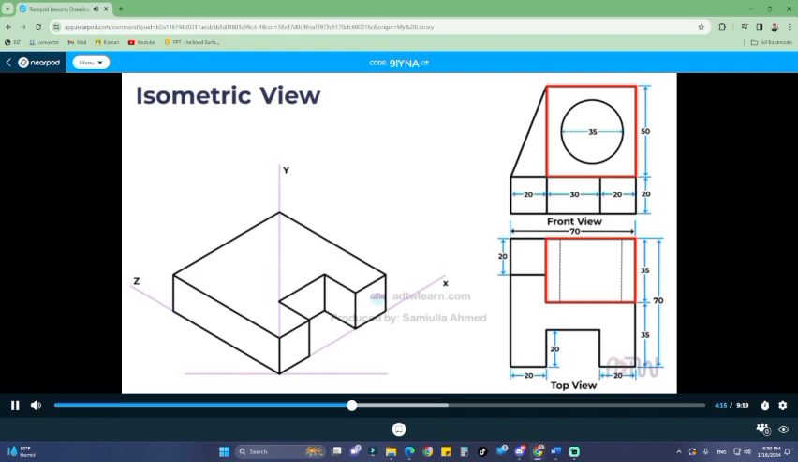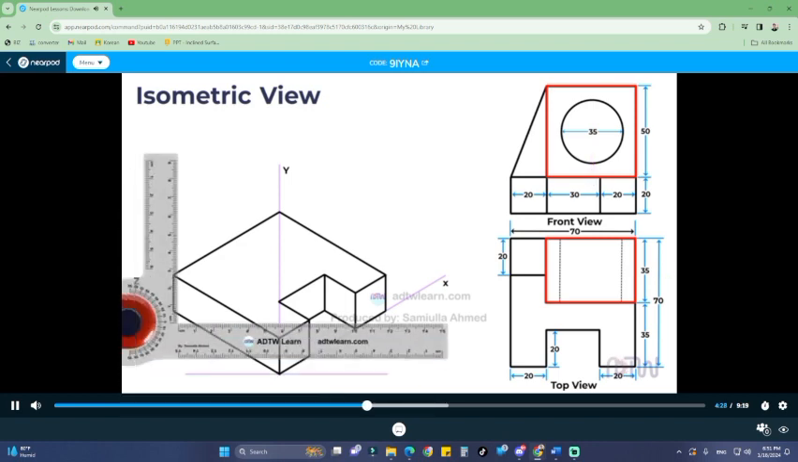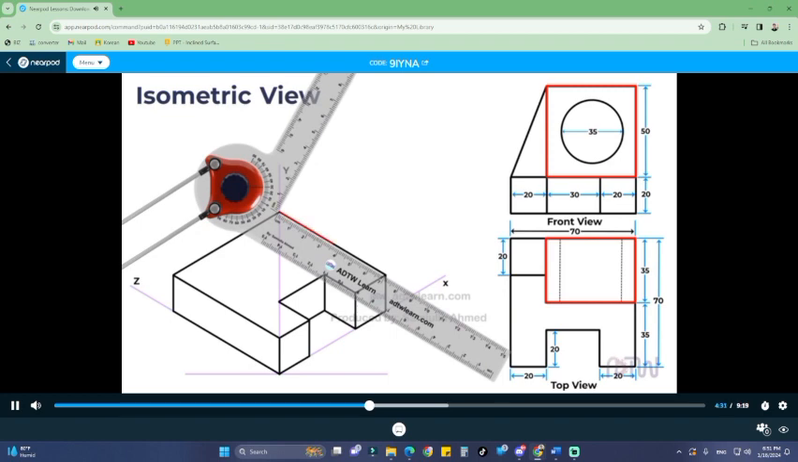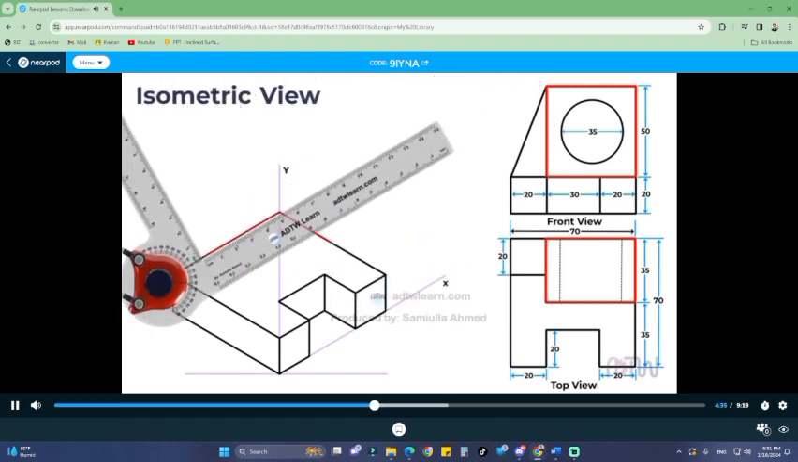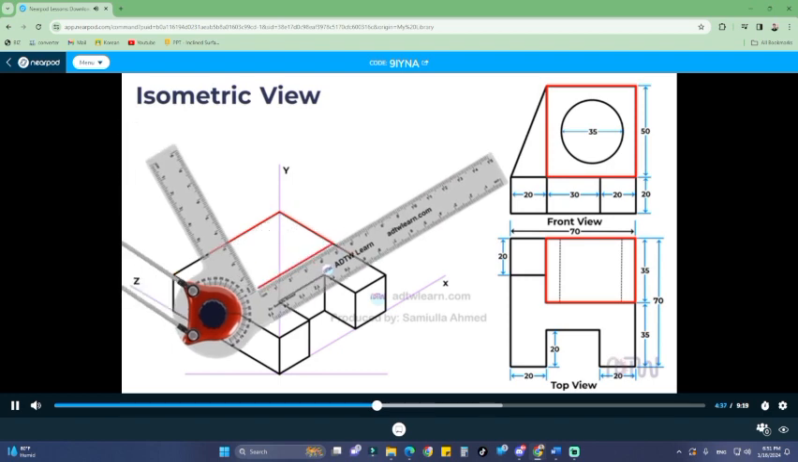In the top view, we observe that the width of this shape is 35 millimeters, and in the front view, its length is 50 millimeters. Starting from this point on the isometric view, draw a 35 millimeters line parallel to the z-axis. Then, draw another line of 50 millimeters parallel to the x-axis, connecting the endpoints to form a rectangle.